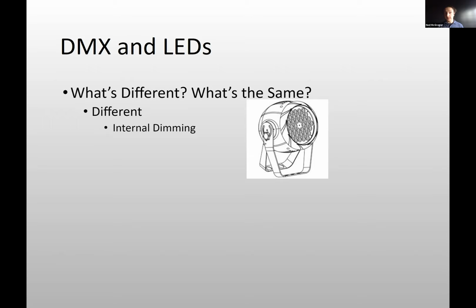Also, when I teach the class, I say you never hook up LEDs to dimmers. And then someone brings up an example of an LED that's made to be hooked up to a dimmer. It is true. Some LEDs are designed to be what is called phase dimmed. By and large, especially the expensive ones, SkyPanel is the standby. If you take your SkyPanel and plug it into a dimmer, you're not going to have a good time. Think about it, it's a computer.